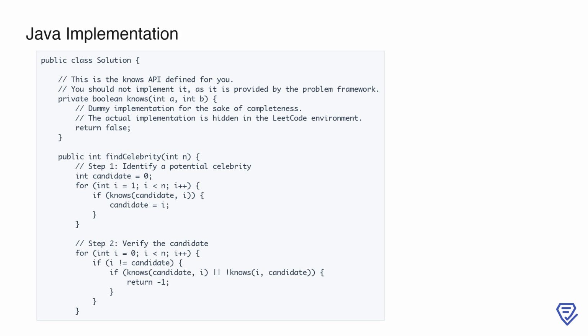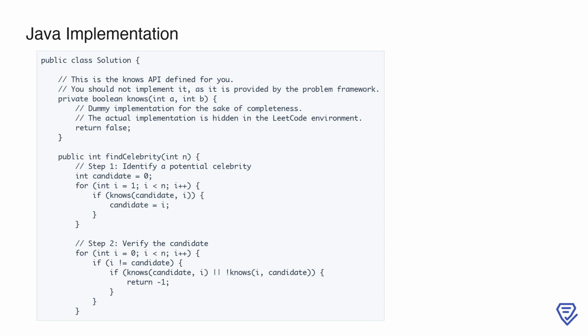Here, we are implementing the solution to find the celebrity in a group of n people. The class begins with the knows method, which is provided by the LeetCode framework. This function checks if person A knows person B. The implementation of this method is hidden, as it's handled internally by the problem framework, so we don't need to modify it.